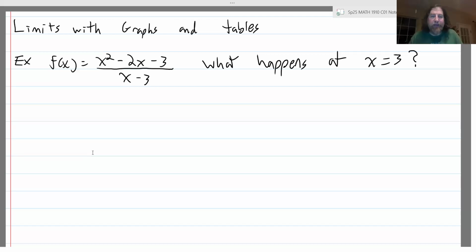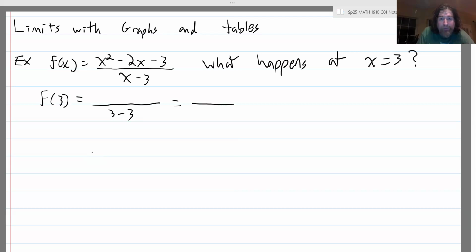We have a function, f of x equals x squared minus 2x minus 3 over x minus 3. What happens to this function at x equals 3? Now, we should probably be able to very quickly see that when x is 3, this function is undefined. Right? Quite clearly, f of 3, we get 3 minus 3 on the bottom, which means we get something over 0. And in a certain sense, it doesn't matter what happens on the top. If the denominator is 0, the value is undefined, and that is true.